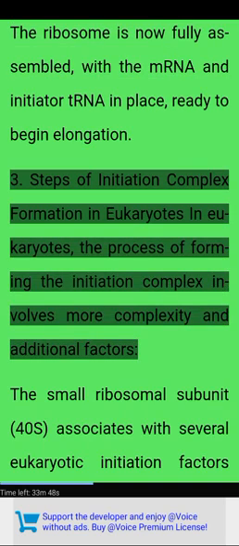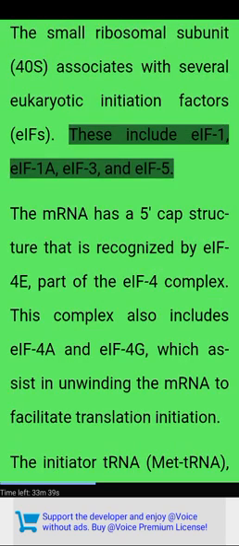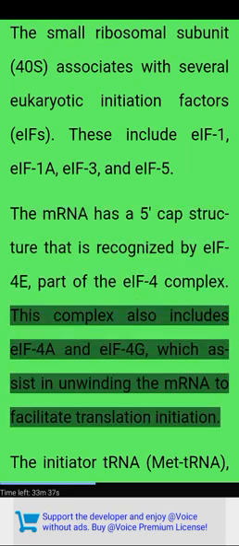3. Steps of initiation complex formation in eukaryotes. In eukaryotes, the process of forming the initiation complex involves more complexity and additional factors. The small ribosomal subunit, 40S, associates with several eukaryotic initiation factors, eIFs. These include eIF1, eIF1A, eIF3, and eIF5. The mRNA has a 5' cap structure that is recognized by eIF4E, part of the eIF4 complex. This complex also includes eIF4A and eIF4G, which assist in unwinding the mRNA to facilitate translation initiation.